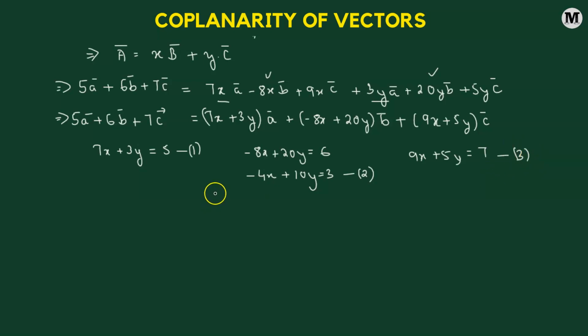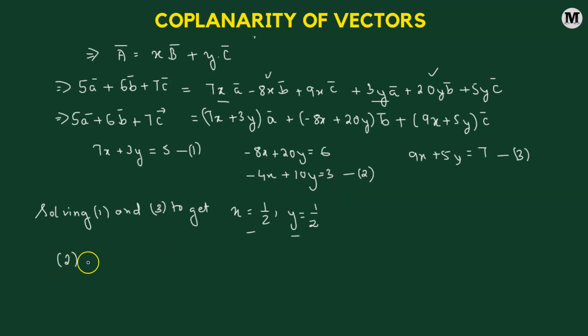Now, we'll try to solve equation number 1 and 3. We're going to get x equals 1/2 and y also gives us the value 1/2. I'm leaving that as an exercise for you to try out. It's a very simple equation. Now, we'll use these values of x and y and substitute in equation number 2. So we have negative 4 multiplied by 1/2 added to 10 multiplied by 1/2. And we need to show that this equals 3.